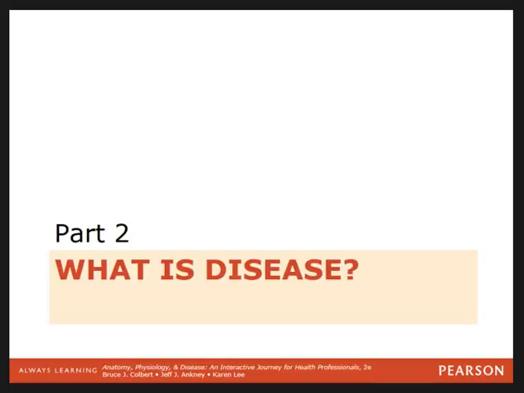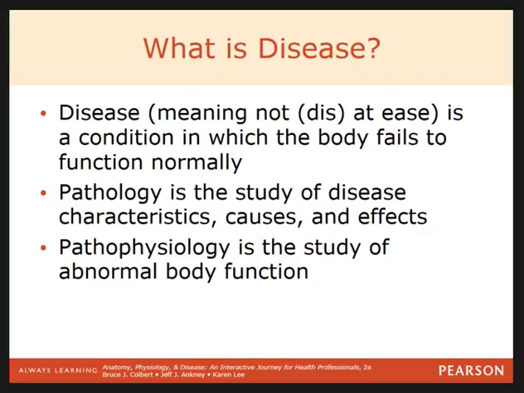Part 2 of chapter 1, what is disease? So we've talked about some of the generalized terminology associated with anatomy and physiology. Now let's talk about disease or pathophysiology. So disease means not functioning properly, at ease, not at ease.